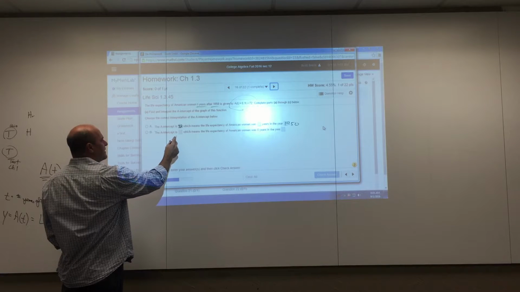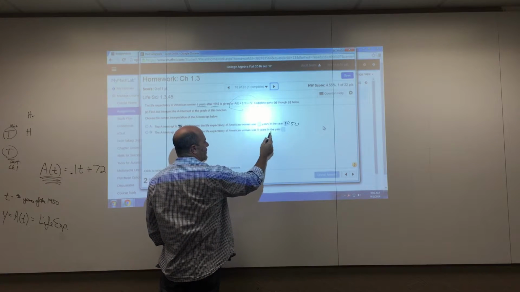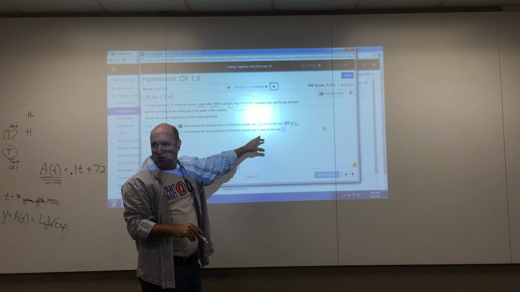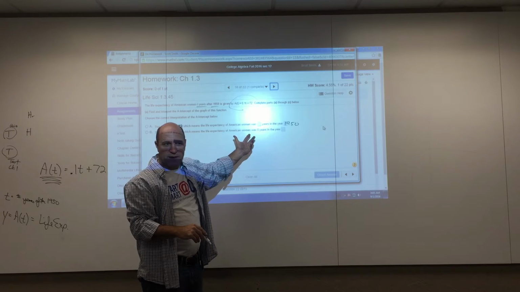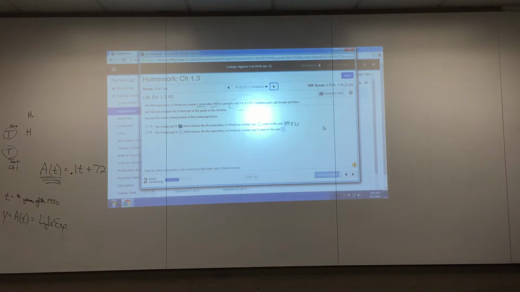The A-intercept is blank, which means the life expectancy of American women was 0 years, and that doesn't make any sense. And I guess they're switching the input and output and trying to confuse you, right? So it's A. Yeah, that's what it is. And I should type all that in, but I don't think I will. I guess I will.